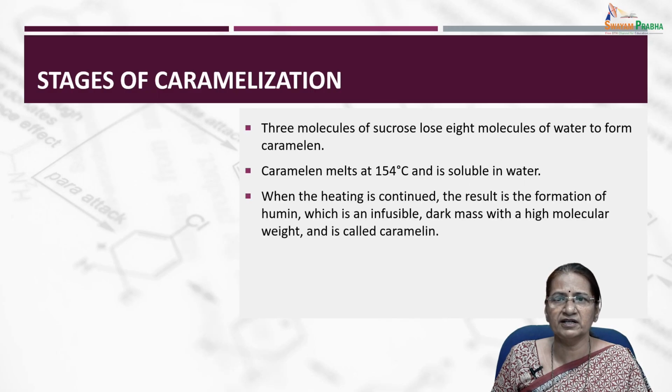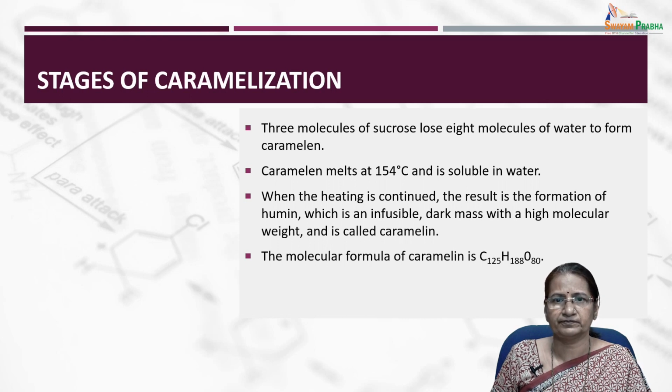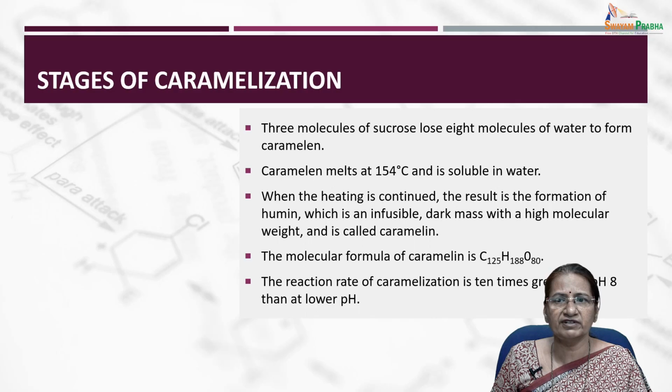When the heating is continued, the result is the formation of humin, which is an infusible dark mass with a high molecular weight and is called caramelin. The molecular formula of caramelin is C125H188O80. The reaction rate of caramelization is 10 times greater at pH 8 than at lower pH.